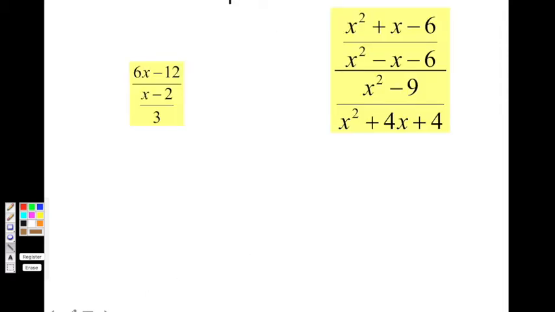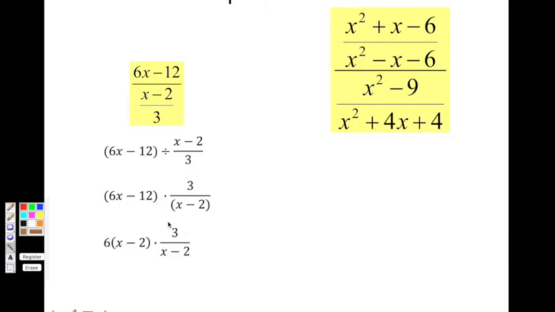Okay. So this is when I have a binomial being divided by a fraction. So it's the same as 6x minus 12 divided by x minus 2 over 3. So we're going to do the same thing where we keep the first term, change the sign to multiplication, and flip our fraction. So then I can factor out a 6. So this becomes 6 times x minus 2. Then we can see that my x minus 2's cancel out, leaving me with 6 times 3, which is 18.